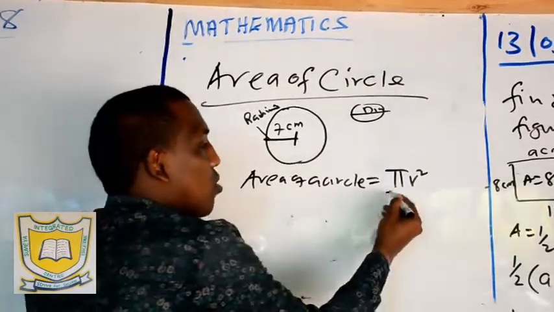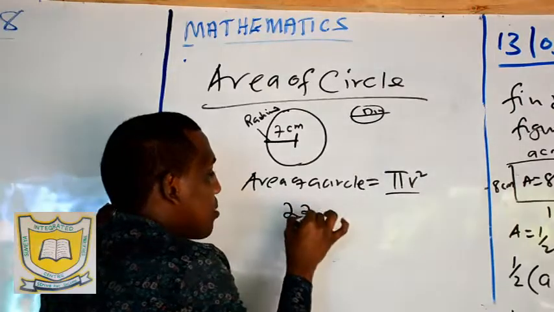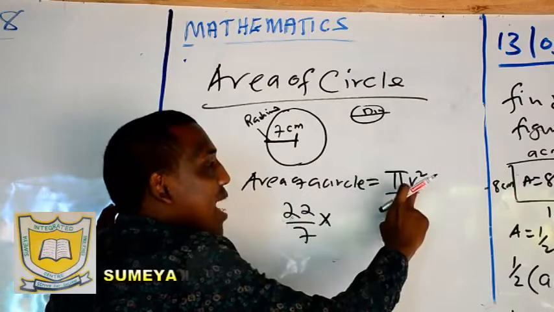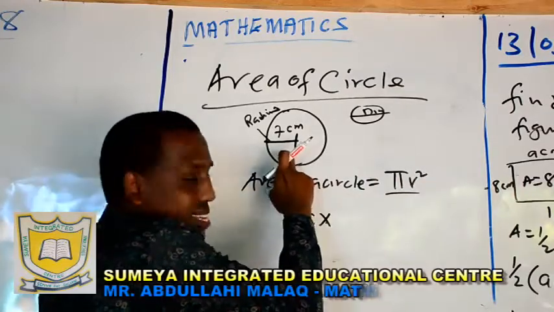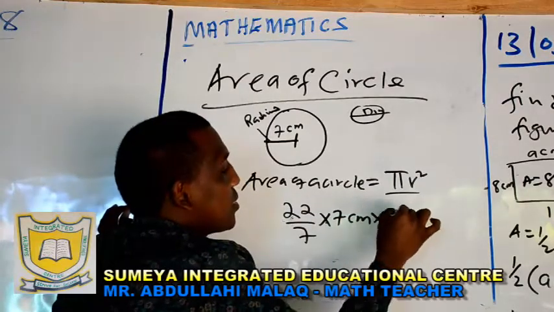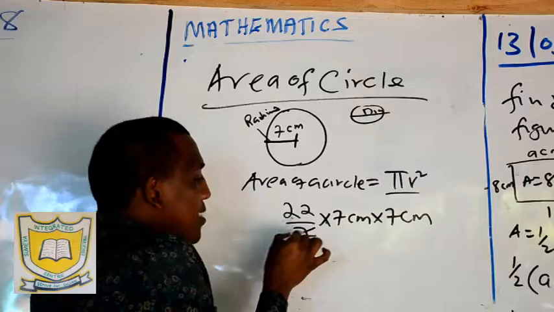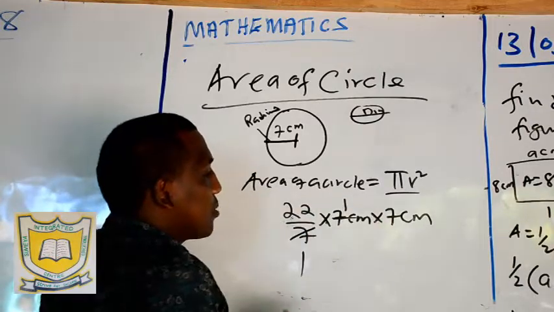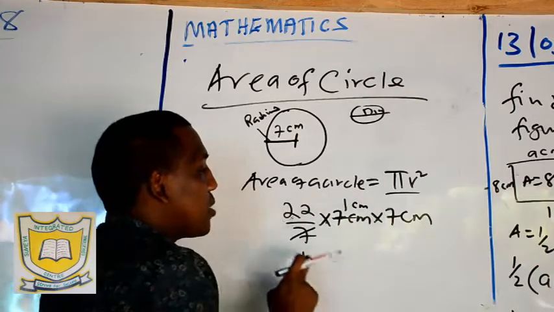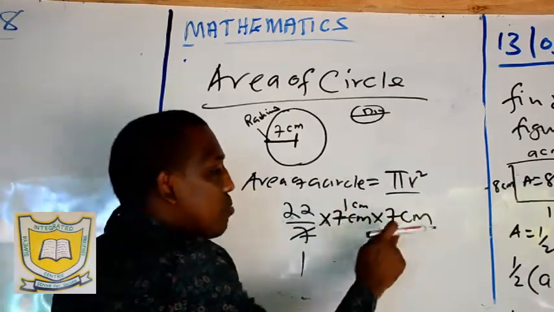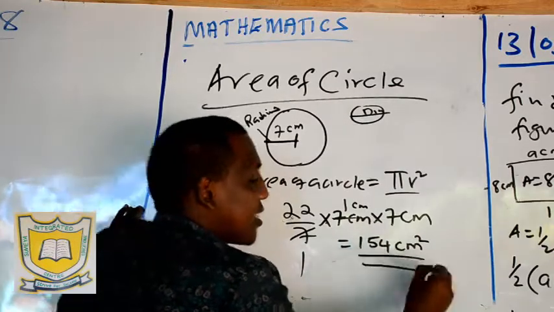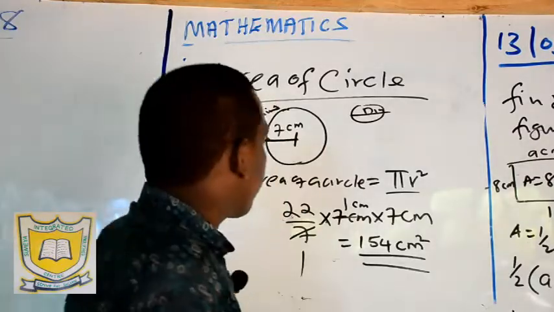So I use the formula now. Pi, let us take 22/7 because the radius is divisible by 7, times r. r means radius, the line is already radius, times 7 centimeter, squared now twice, times 7 centimeter. Divide 7 by 7, 1, 7 by 7, 1. So we multiply now, 22 times 1 centimeter times 7 centimeter. 22 times 1 is 22. 22 times 7 is equal to 154 centimeter squared. That's how we get the area of that figure.